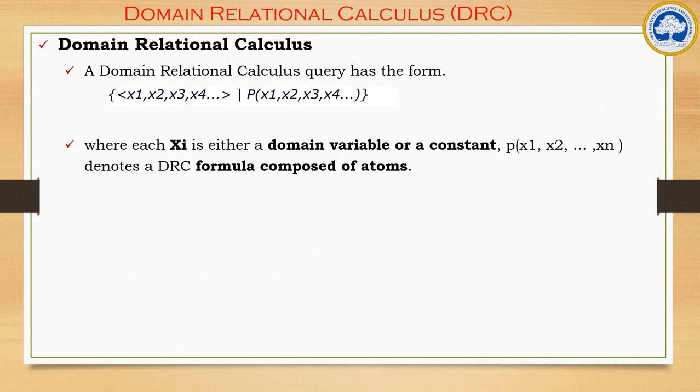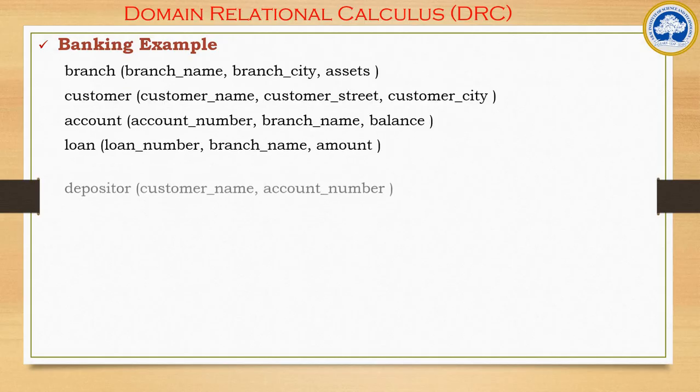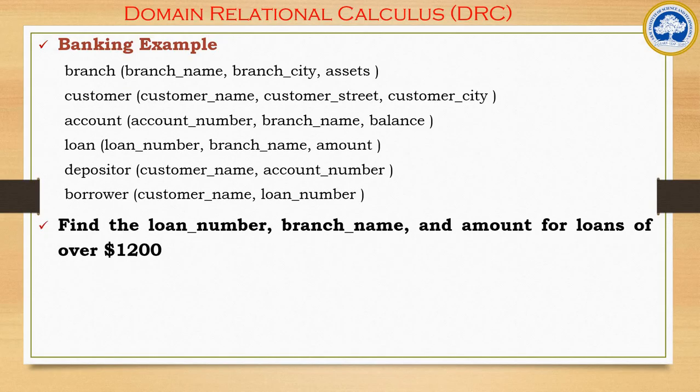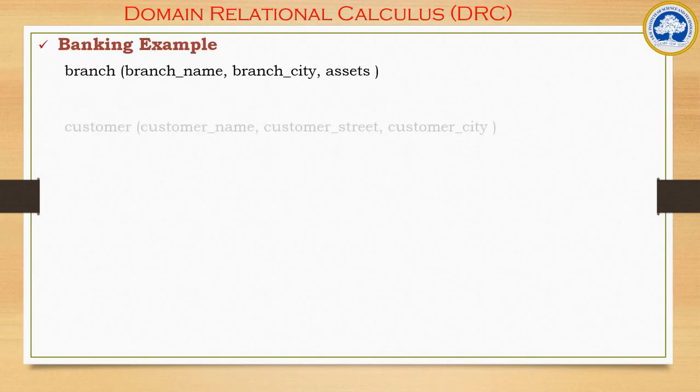So what is the formula? We can take the same query as an example, and see the difference in how we write it as domain relational calculus and tuple relational calculus. Here the given information, loan number, branch name and amount, must belong to the loan, and the loan amount must be greater than 1200. This is the given condition of all the predicates, and then we specify what we need from that.